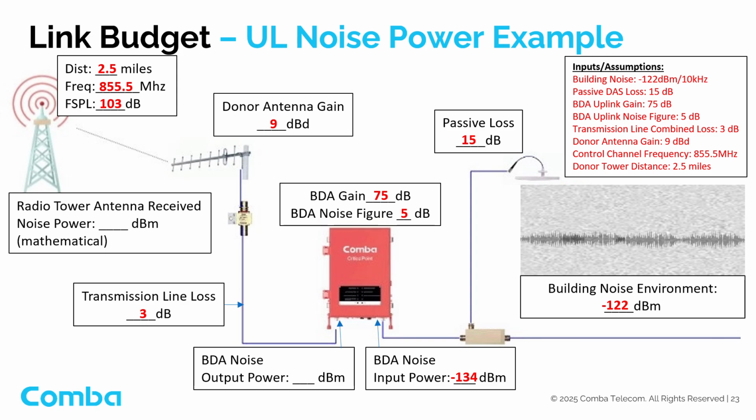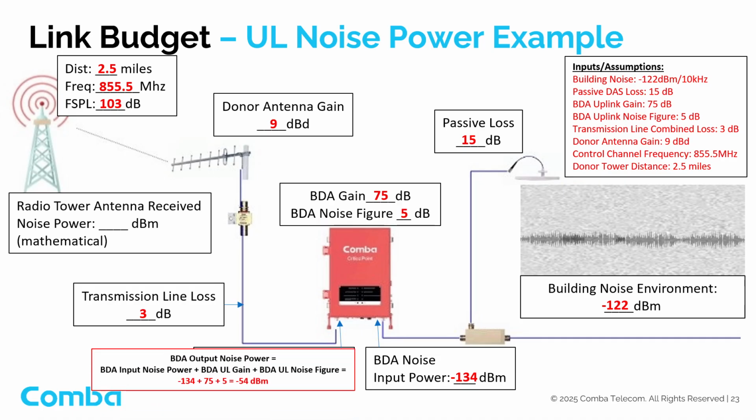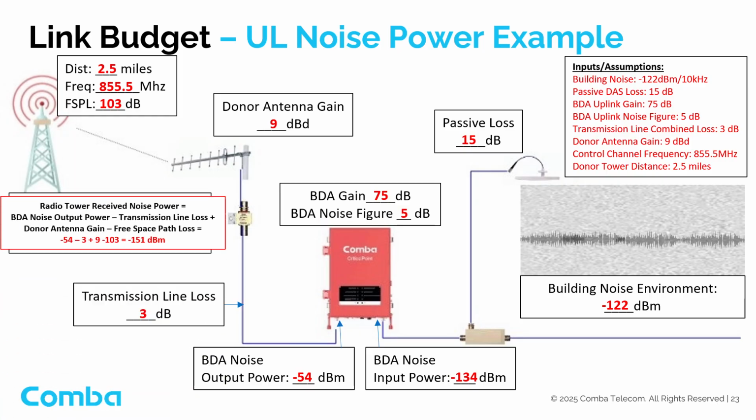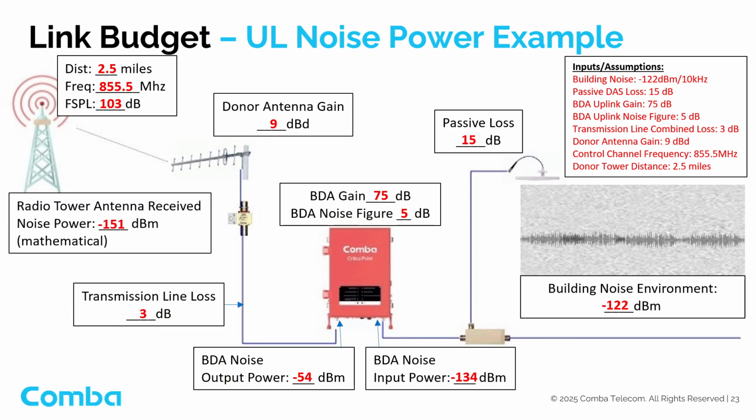Next, we can calculate the BDA output noise power. The BDA output noise power is equal to the BDA input noise power plus the BDA uplink gain plus the BDA uplink noise figure, which gives us negative 134 dBm plus 75 dB plus 5 dB equals negative 54 dBm. Finally, we can calculate the radio tower received noise power. The radio tower received noise power is equal to the BDA output noise power minus the transmission line loss plus the donor antenna gain minus the free space path loss, which gives us negative 54 dBm minus 3 dB plus 9 dBd minus 103 dB equals negative 151 dBm.